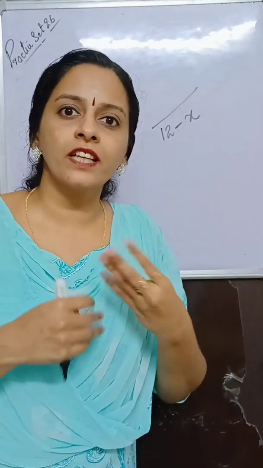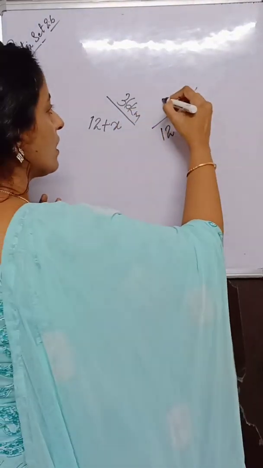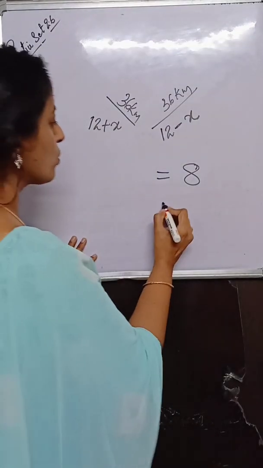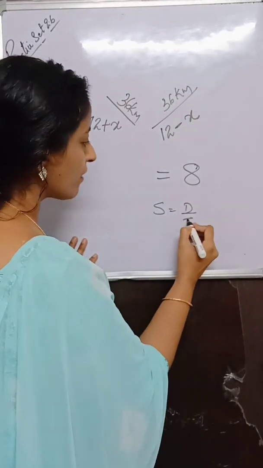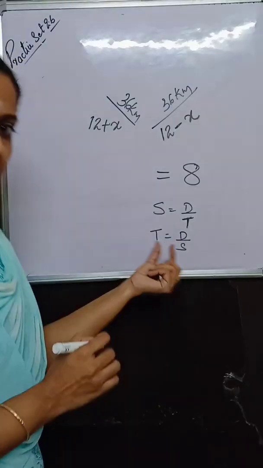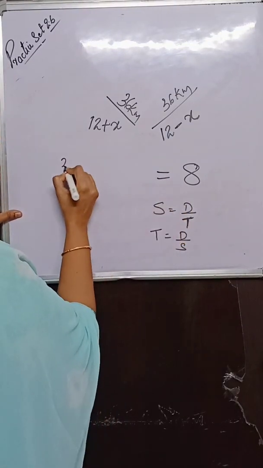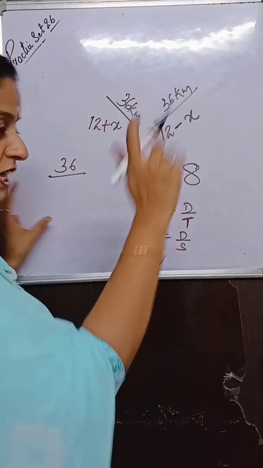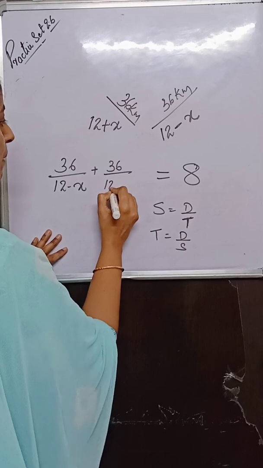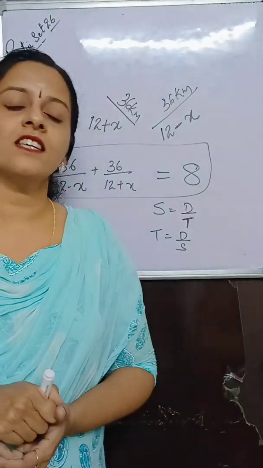Once you get this, you will read the question. To go up, total distance covered was 36 km. To go down, total was 36 km. And the total time taken was 8 hours. So, you used speed is equal to distance upon time. They have given us information about time, so we wrote it as time is equal to distance upon speed. We got time for upstream and time for downstream. Added both: 36 upon 12 minus x for upstream plus 36 upon 12 plus x for downstream is equal to 8. Then we worked on this and we got the value of x as 6 km per hour.